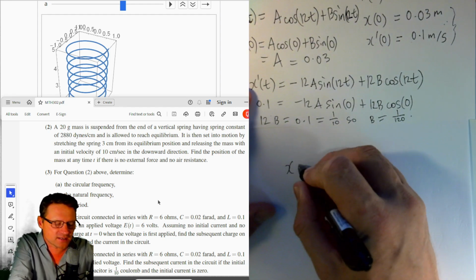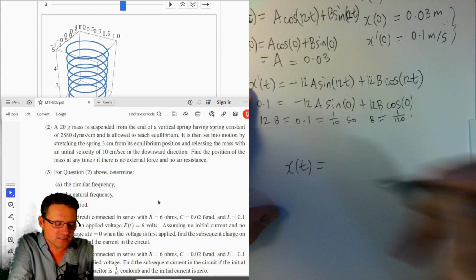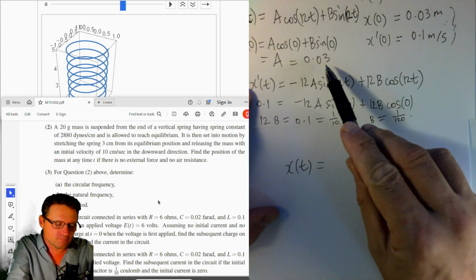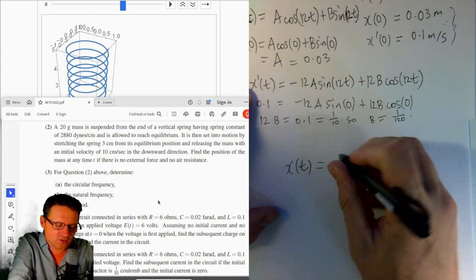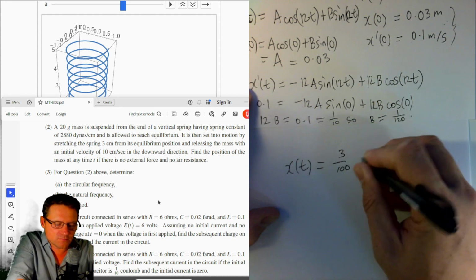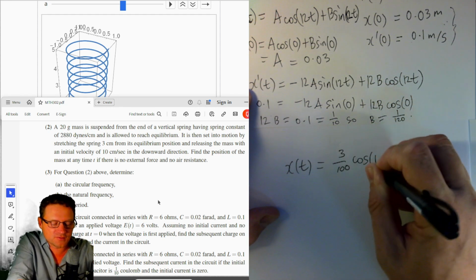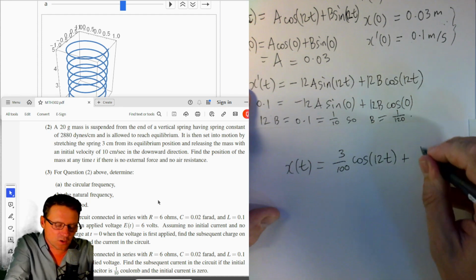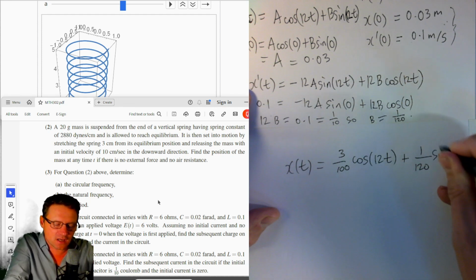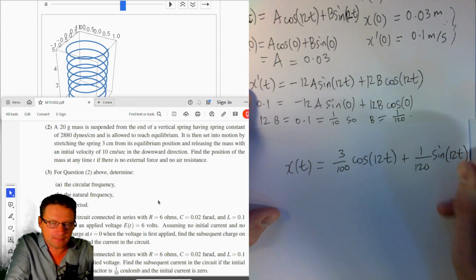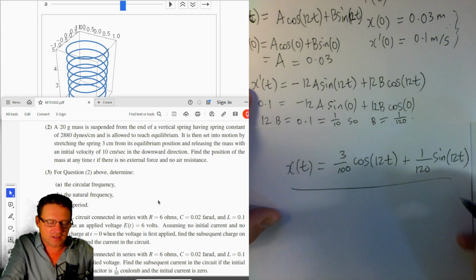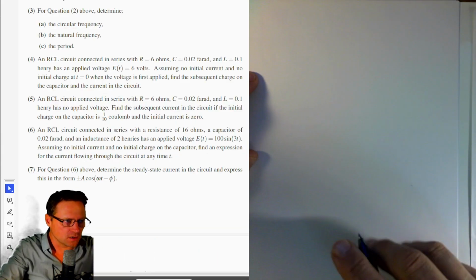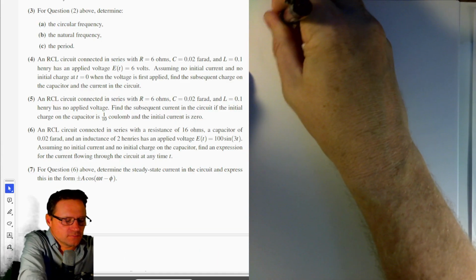And so we've got x of t is equal to 0.03, which is 3 over 100, cos of 12t plus b, which is 1 over 120, sine of 12t. And there we have it. Okay, let's move on to RCL circuits.